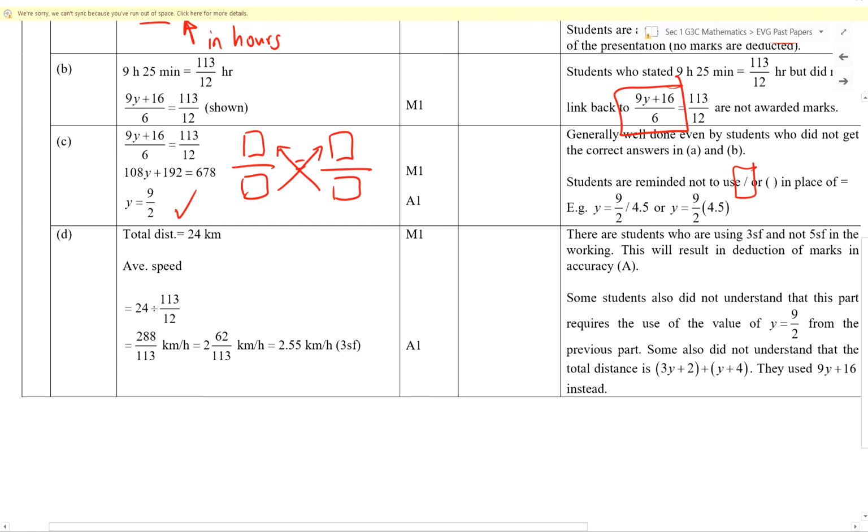Okay, next on part D, calculate the average speed. So average speed will be the total distance over the total time. So total distance will be 24, the total time 113 over 12. So you get these as your possible answers. Okay, this is discouraged because this is exact. These are exact. So we should not be writing this.